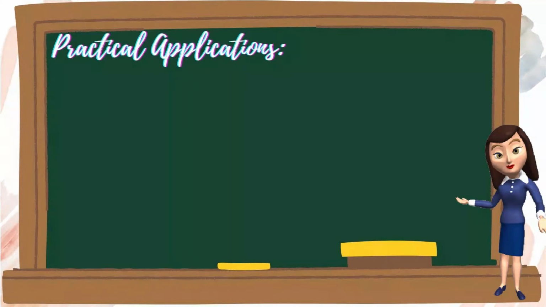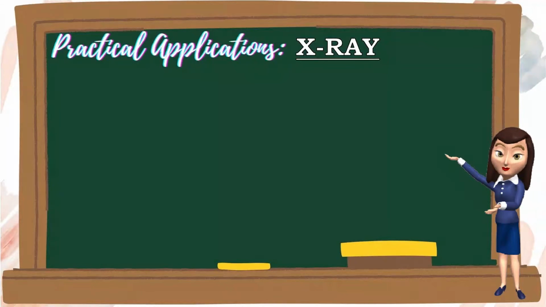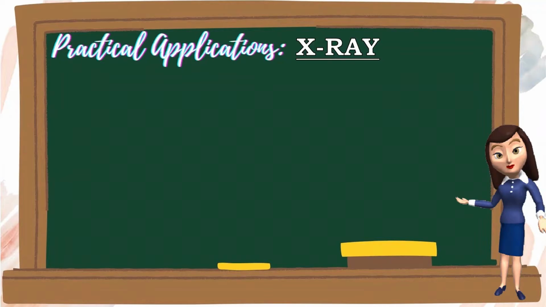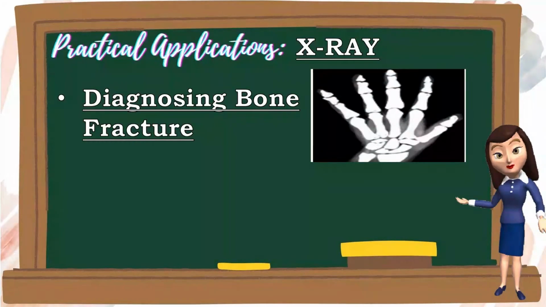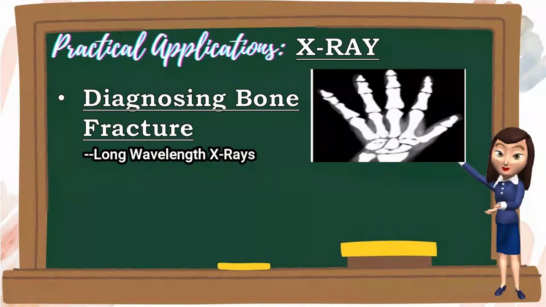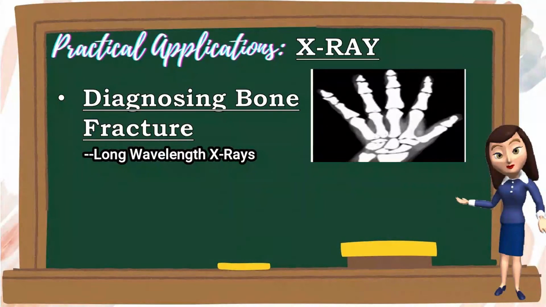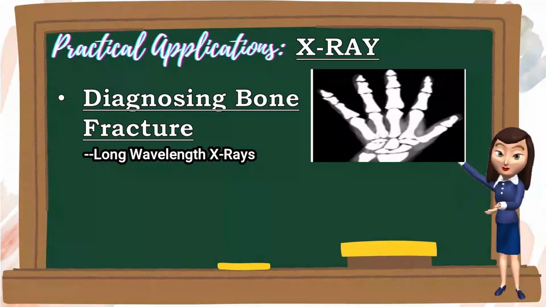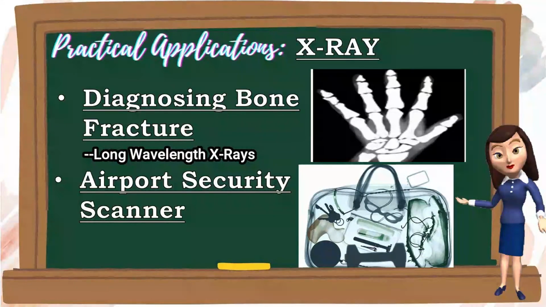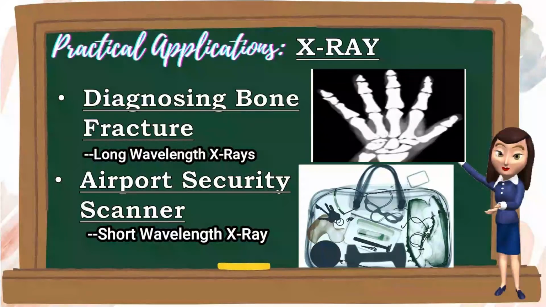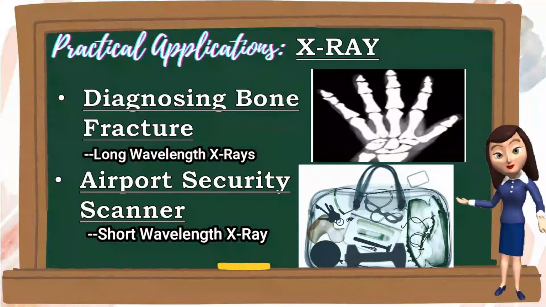The next EM wave we will discuss is the X-ray, and I'm sure you know about it. Have you tried getting an X-ray? X-rays are used in diagnosing bone fractures and are produced using an X-ray tube. Long wavelength X-rays can penetrate the flesh but not the bones. That's why it is used in diagnosing bone fractures. Airport security scanners also use X-rays. The short wavelength X-rays can penetrate through metals, which can be used in airport security scanners.